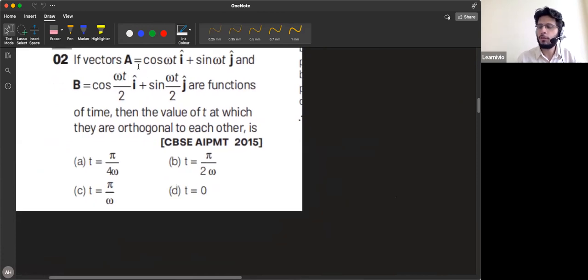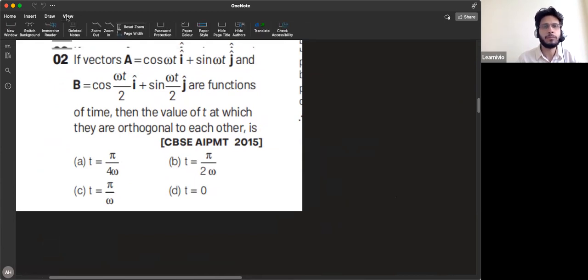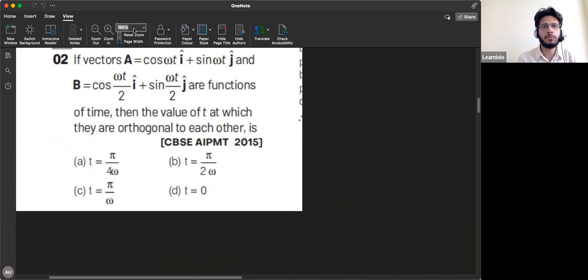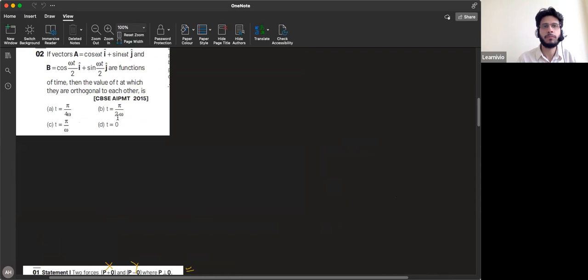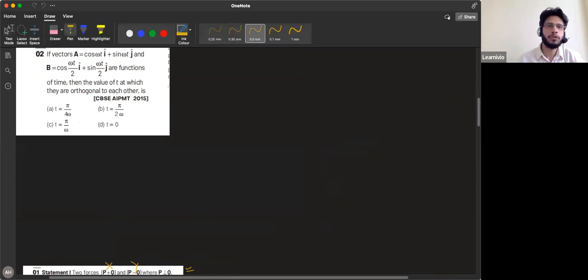So you have two vectors, a vector A and a vector B. Vector A is cos omega t i cap plus sin omega t j cap, and vector B is cos omega t by 2 i cap plus sin omega t by 2 j cap. You have to calculate the value of time at which they are orthogonal to each other.